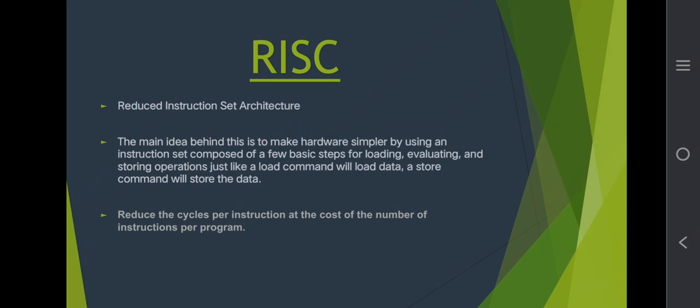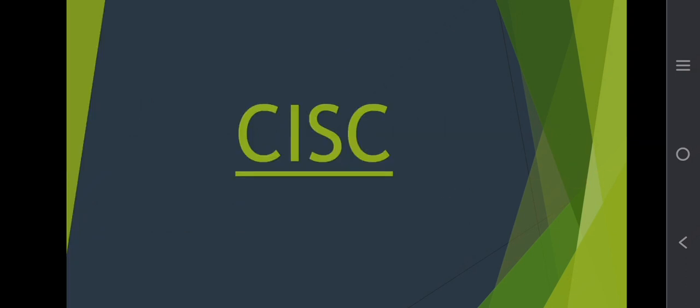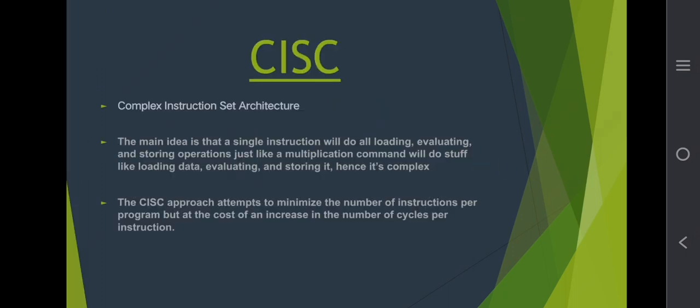Now, moving towards CISC, it stands for Complex Instruction Set Architecture. The main idea is that a single instruction will do all loading, evaluating and storing operations, just like a multiplication command will do stuff like loading data, evaluating and storing it. Hence, it's very complex. So, the CISC approach attempts to minimize the number of instructions per program, but at the cost of an increase in the number of cycles per instruction.